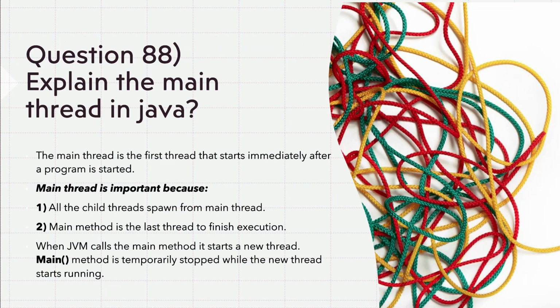Question 88. Explain the main thread in Java. The main thread is the first thread that starts immediately after a program is started. Main thread is important because: 1. All the child threads spawn from the main thread. 2. The main method is the last thread to finish execution. When JVM calls the main method, it starts a new thread. The main method is temporarily stopped while the new thread starts running.